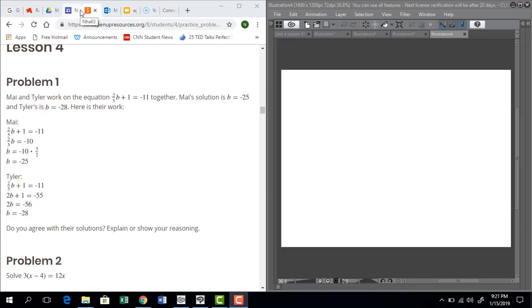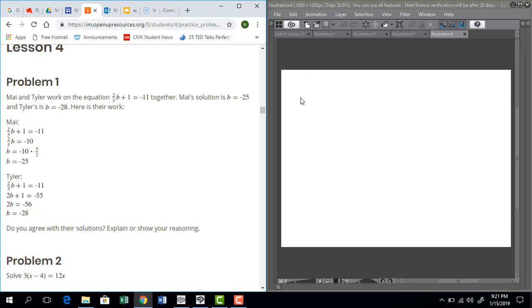This is the presentation for Unit 4, Lesson 4 problems. All right, and so in the first one, they give you two different ways that May and Tyler worked out the equation to get a solution. May's solution is b equals negative 25, and Tyler's solution is b equals negative 28.